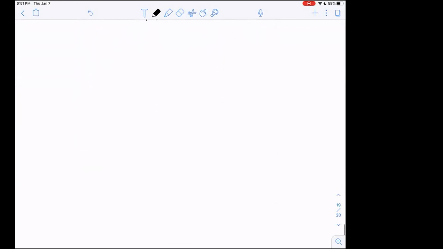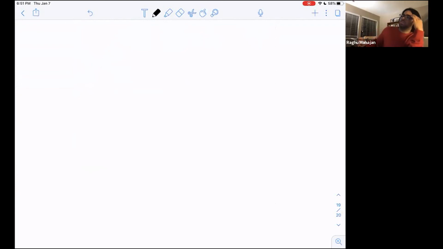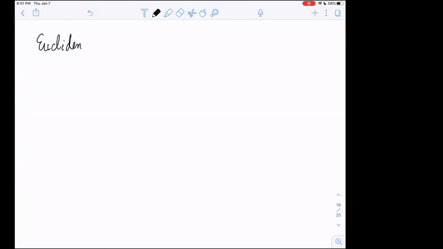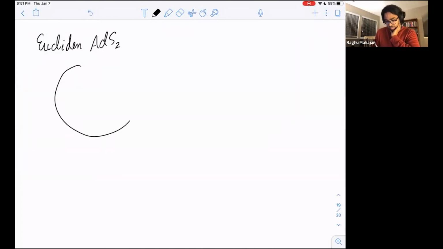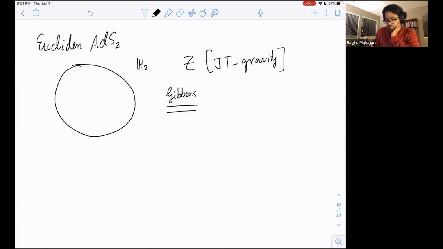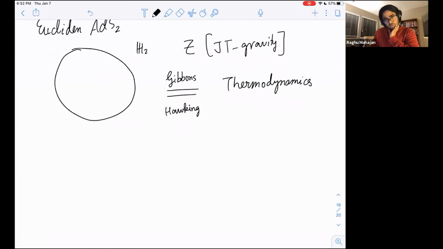What should I think about the relevance of the partition function of the gravity theory in this situation? The partition function of the gravity theory, yeah. So it's the usual thing. If you do Euclidean ADS2, and let's say you compute it for the hyperbolic disk H2, you compute Z of JT gravity. This, like the Gibbons-Hawking computation, encodes some thermodynamics of the space. So it will tell you, for example, the entropy as a function of temperature and so on. Yeah, the ground state energy and so on.